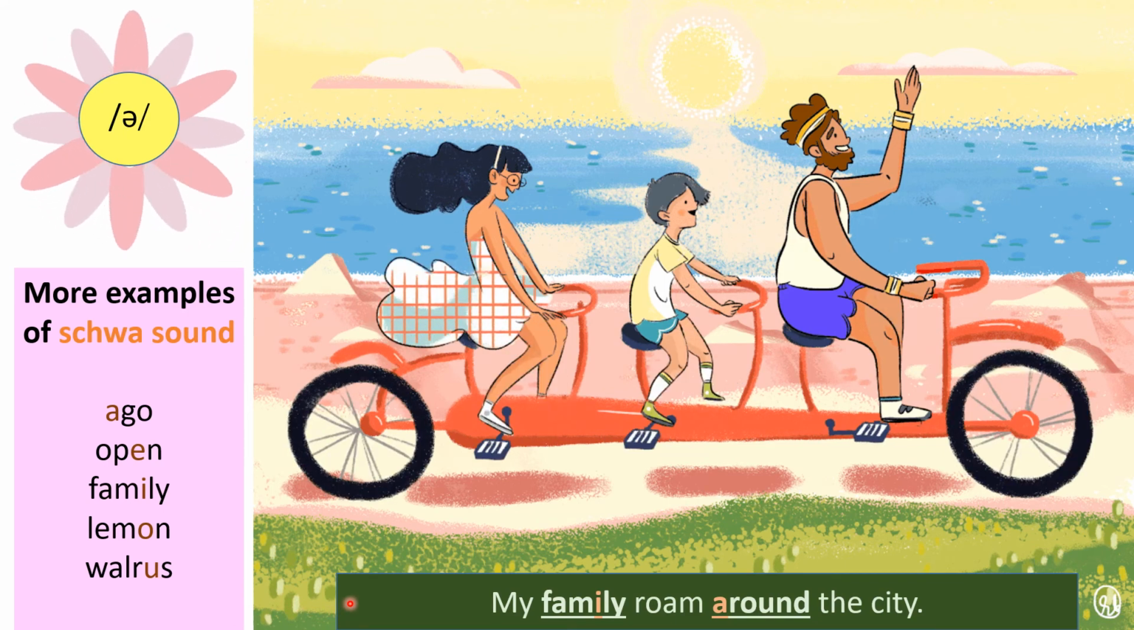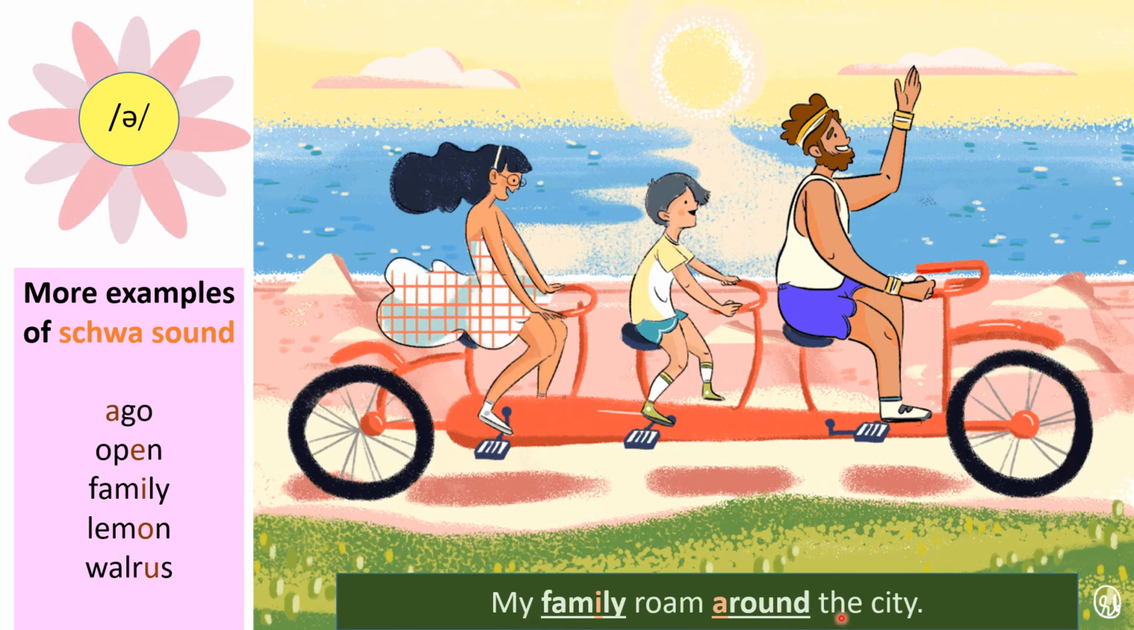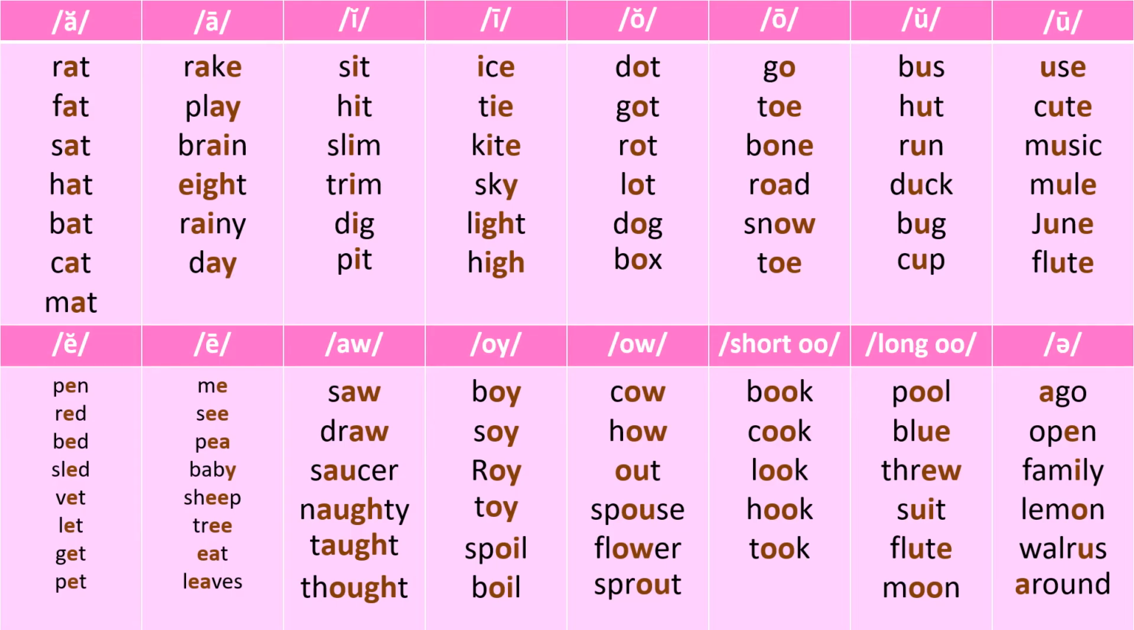We have here an example of a sentence with the schwa sound. My family roam around the city. Now let's read the words under the different pronunciation symbols for vowels. So we're going to start with the short A, as in rat, fat, set, hat, bet, cat, and mat.